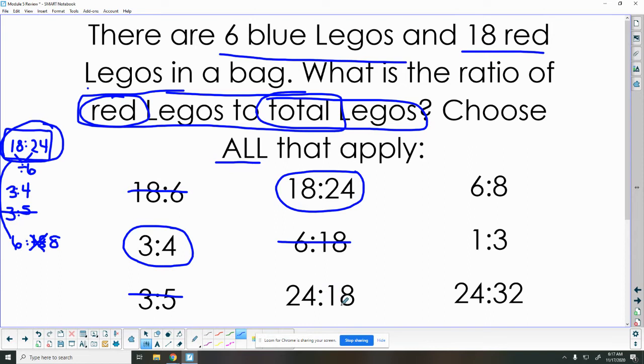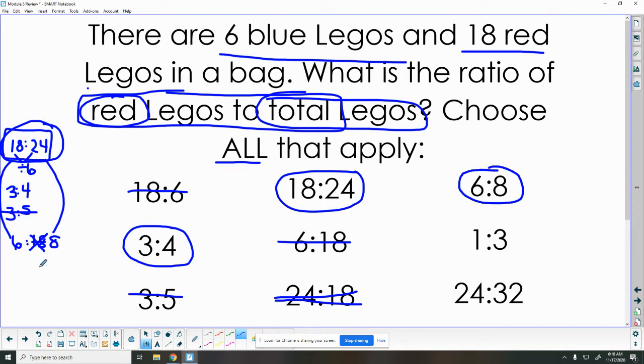24 to 18, but I need 18 to 24. If I flip this around, that told me total to red, and that is not what the question asked. So it makes a difference what order they go in. 6 and 8, well, I just proved right here, 18 divided by 3 is 6, 24 divided by 3 is 8. So 6 to 8 does the same thing on both sides.